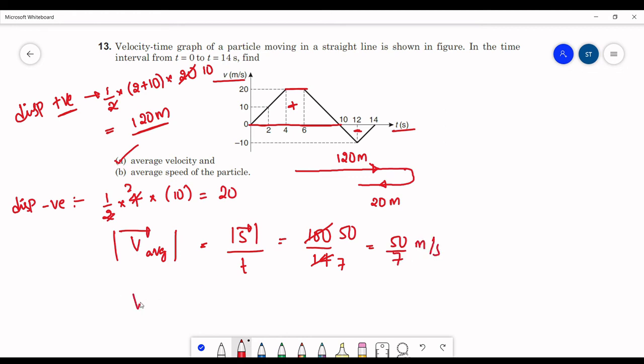Similarly, average speed. Average speed is the total distance upon total time. Total distance here will be 120 plus 20, so this will be 140 upon the total time taken, which is 14 seconds. So this will cancel out 10 times. So average speed can be written as 10 meters per second. This will be the final solution for this question.